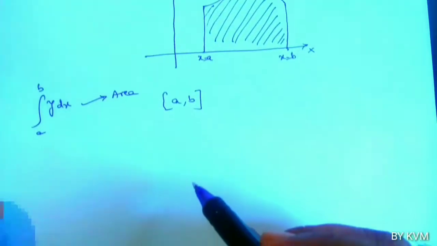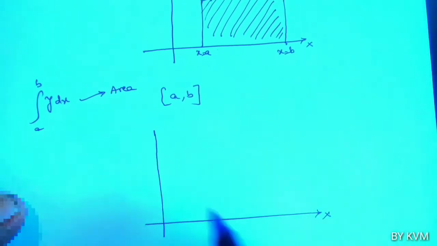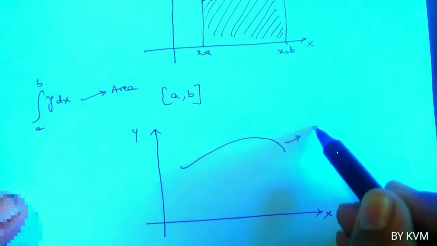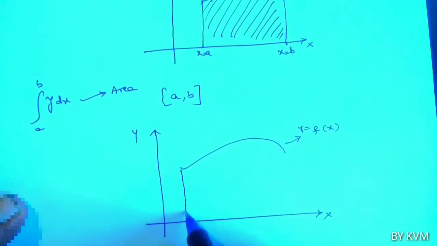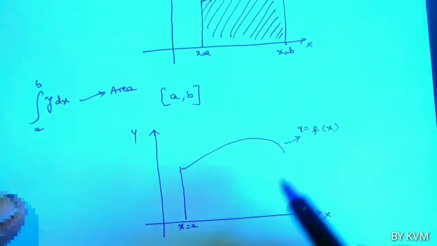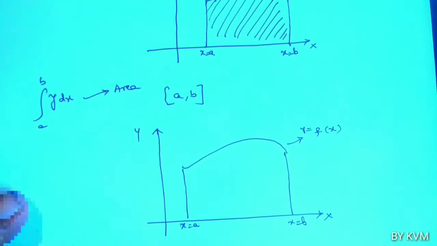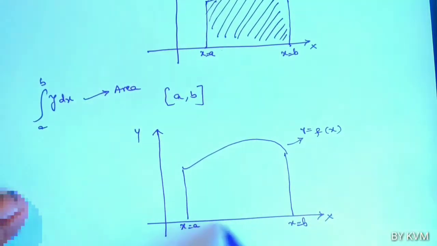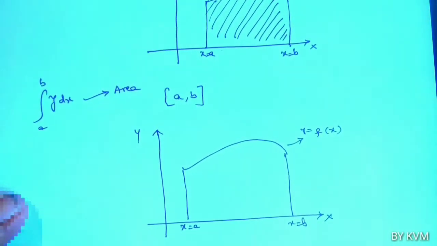Now let us redraw the figure. Take x and y axis. The curve is y equals f of x, with two extreme ordinates x equals a and x equals b. Below there is the x axis. So, the area is under the curve y equals f of x, bounded below by the x axis and two ordinates at x equals a and x equals b. Now the interval a to b we can divide into n equal parts.